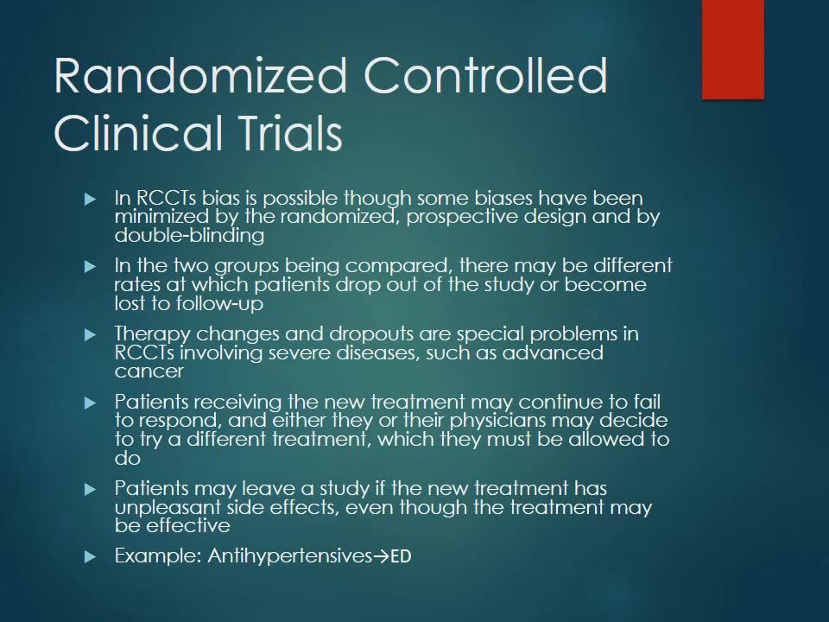So again, bias is possible, though some biases have been minimized by the randomization process. You can also minimize it through the prospective design, and hopefully through the double blinding. In the two groups being compared, there may be different rates at which patients drop out of the study or become lost to follow-up. So what are some reasons you think patients might drop out of these studies?